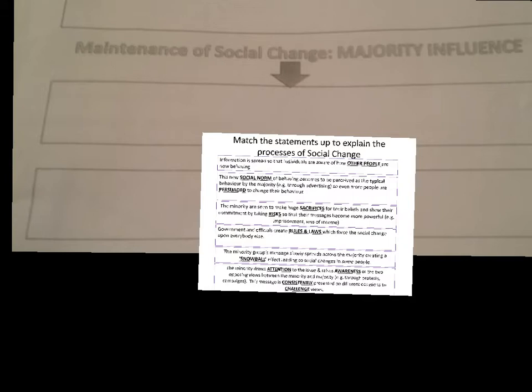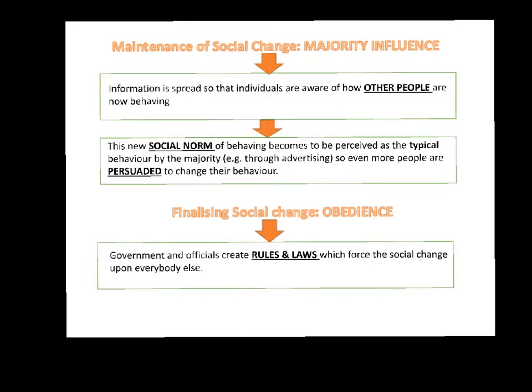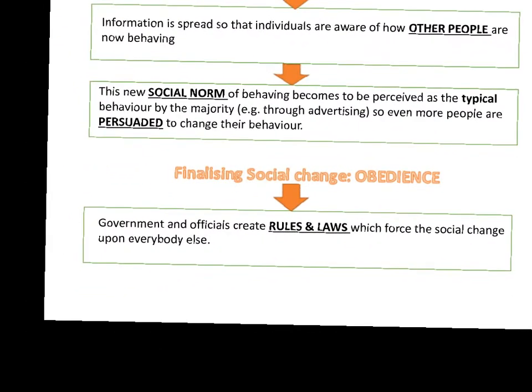Now, if we just think at this stage that we've had the initiation of the minority influence, we've had the maintenance through majority influence and changing people's social norms, the final phase here is the obedience phase. So once the majority have been persuaded and this new way of thinking has been accepted, it often then falls to the government to try and impose some laws, okay? So new rules and new laws are imposed on society, and that will attempt to force the social change upon everybody else.